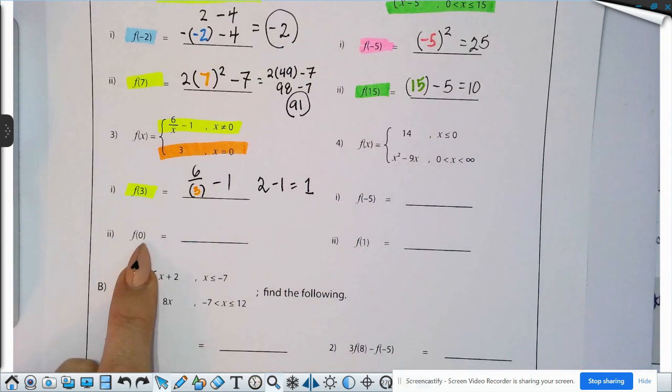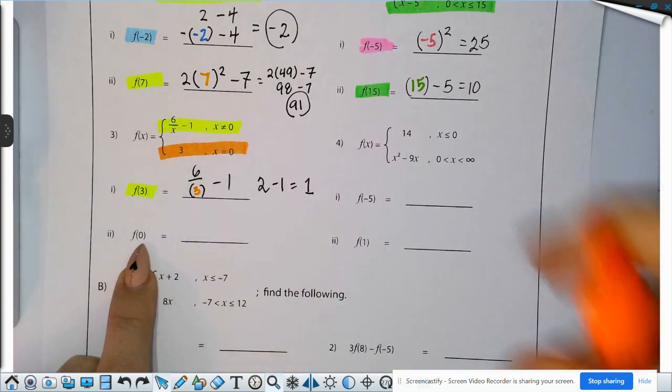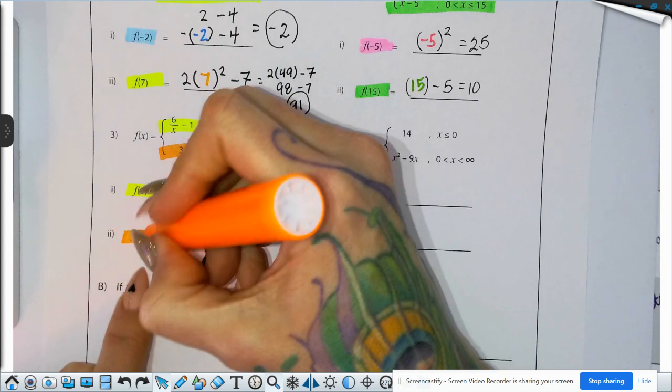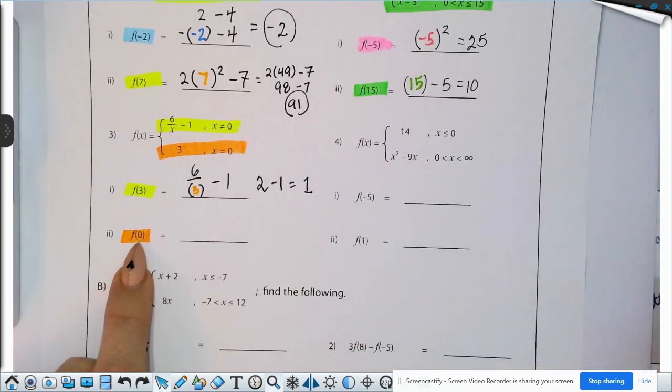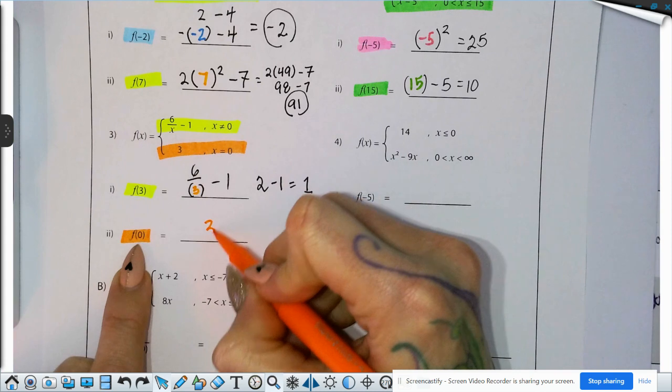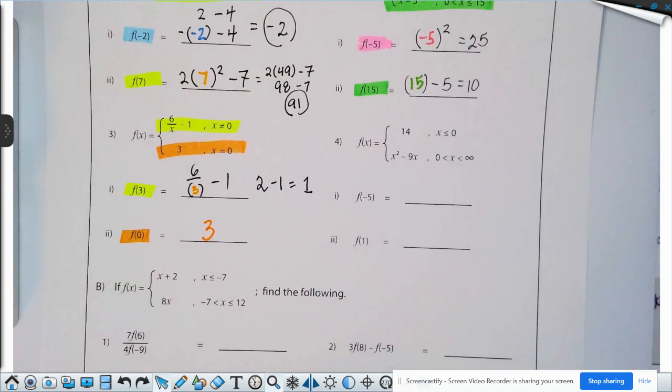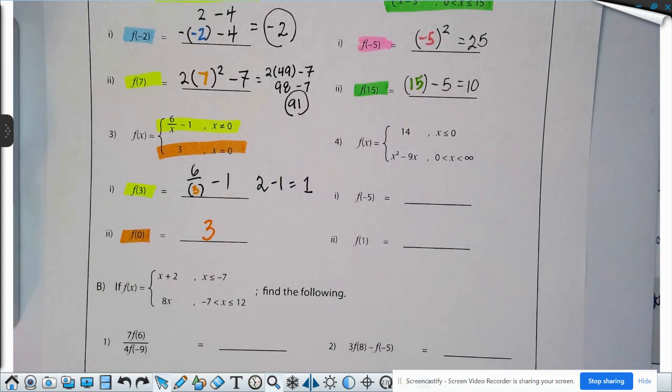When x is 0, so f of 0, again, is stating when x is 0, what is y? In this case, this one's great. This is beautiful. When x is 0, our output is 3, and you're done. It is 3. There, again, no conversation, no math. You're finished.